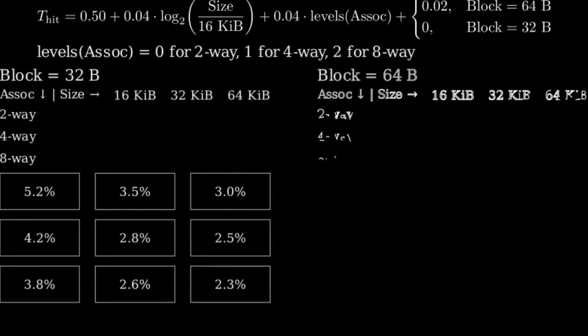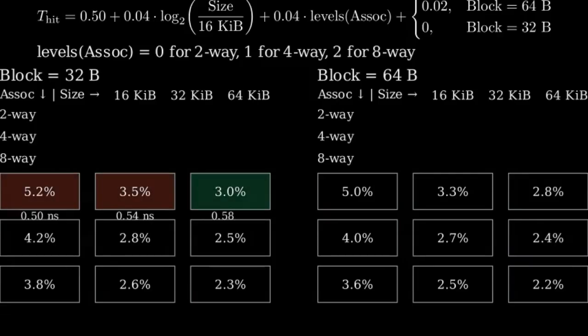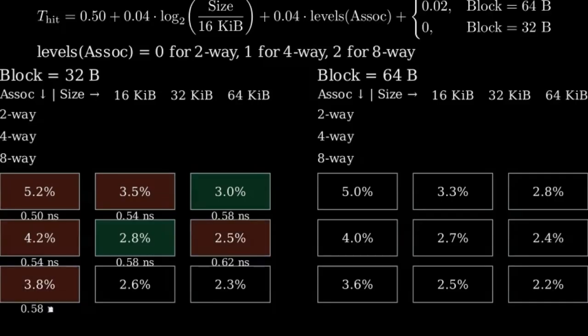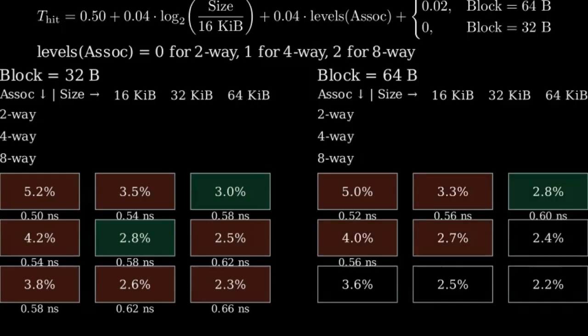Now the miss rate table, in percent, comes from a SPEC-like trace study. It drops with capacity and associativity and is a bit lower for 64-byte blocks due to spatial locality. Now, let's overlay the hit time constraint and mark which combinations satisfy both constraints. Green cells satisfy hit time at most 0.6 nanoseconds and miss rate at most 3%. Red cells violate at least one. Then we will choose a final configuration and justify it.